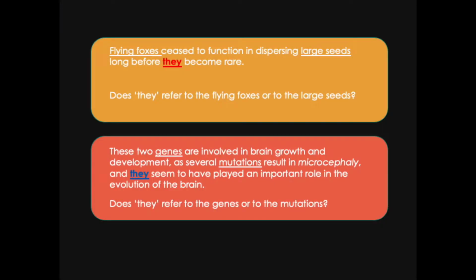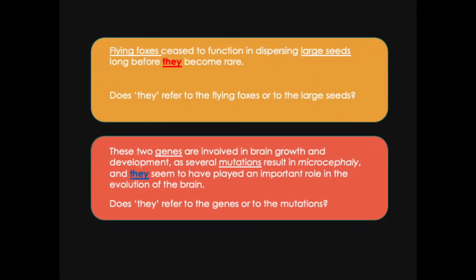In this sentence, it says, flying foxes ceased to function in dispersing large seeds long before they became rare. All right, so they is the pronoun, but what became rare? Are we talking about the large seeds, or are we talking about the flying foxes? So there are two possible nouns upstream of that pronoun. It's not really clear the way the sentence is written which one of those nouns the pronoun is referring to.